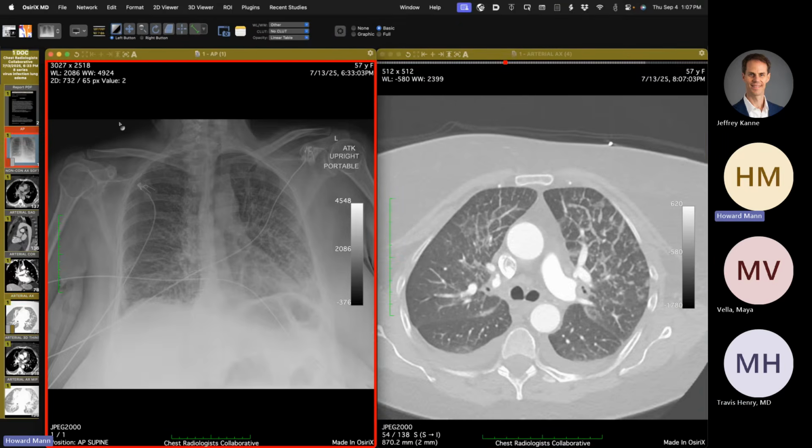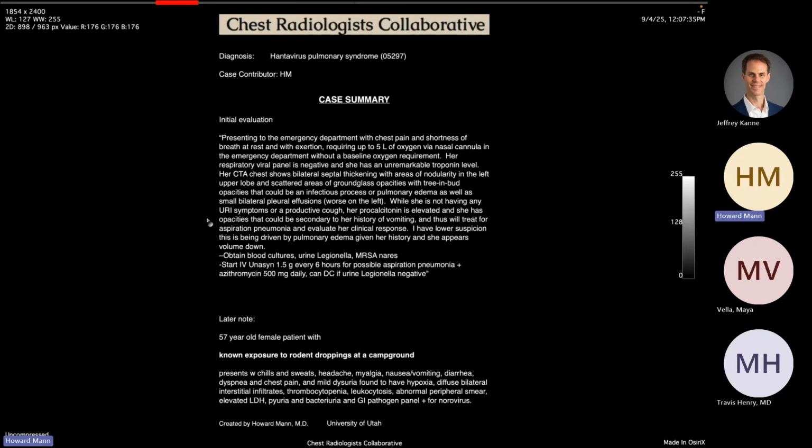But what's very interesting is, and here I'll put up the history. That's how she presented to the outside hospital. They thought tree and bud opacities. I mentioned, no, we don't have tree and bud opacities. And they didn't really quite know what's going on. They started antibiotics. And then a little bit later, you can see here that someone got the history of known exposure to rodent droppings at a campground.